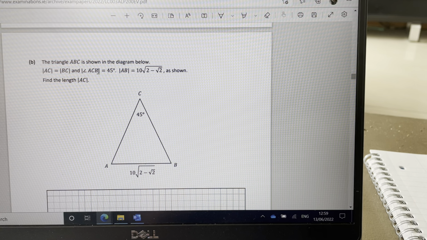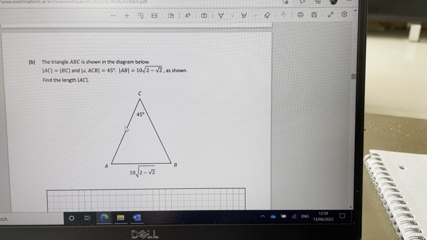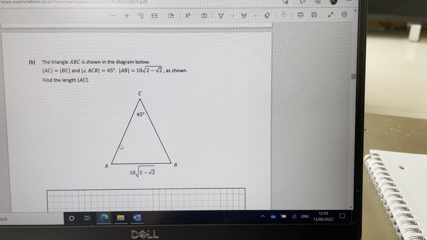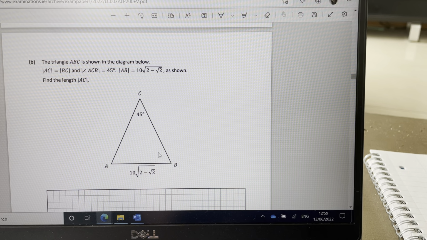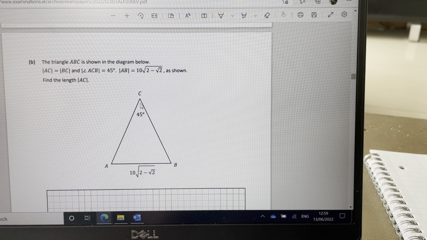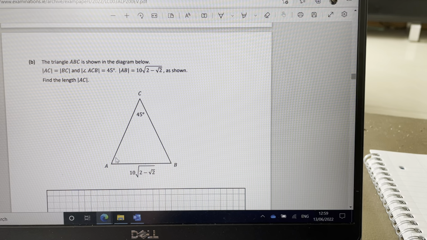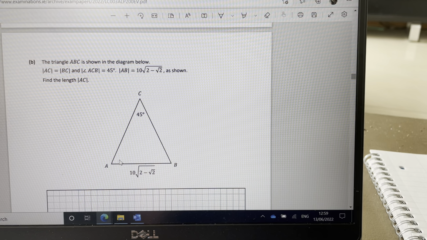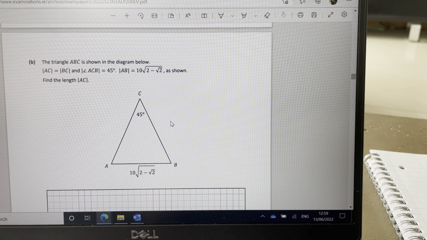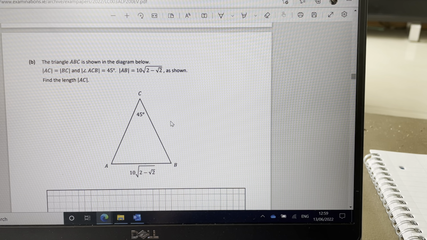Triangle ABC, that is equal to that. So that's an isosceles triangle, so that angle is going to be equal to that. That's 45, you know this. Find the length AC. This looks like a cosine rule, so pop it into the cosine rule and that should be fine.